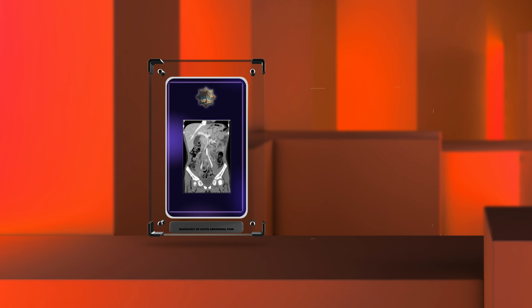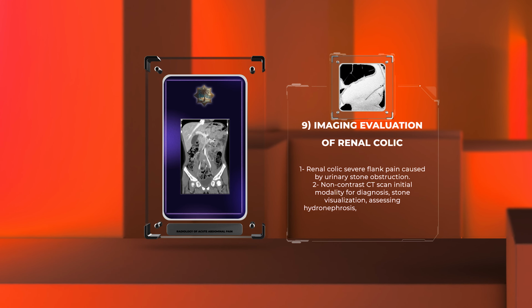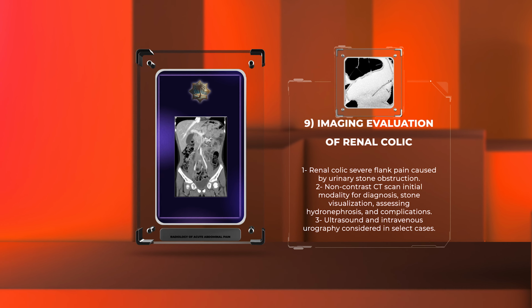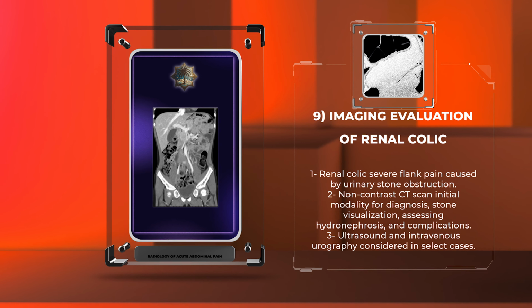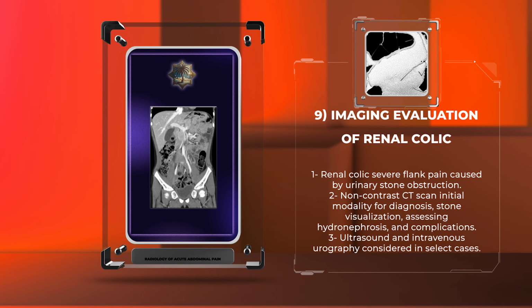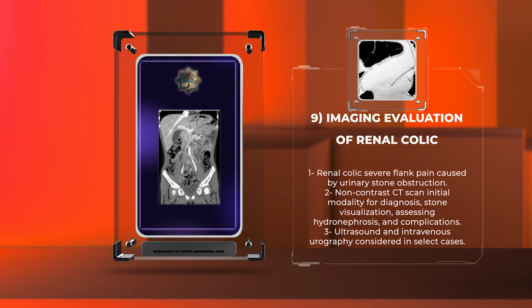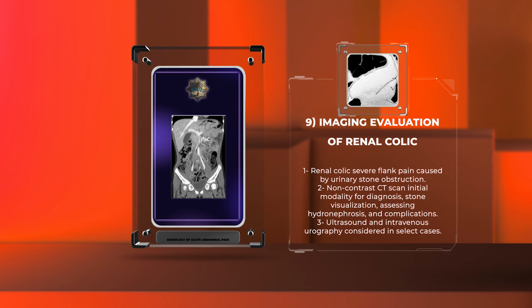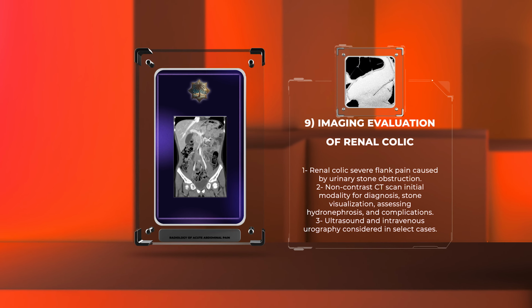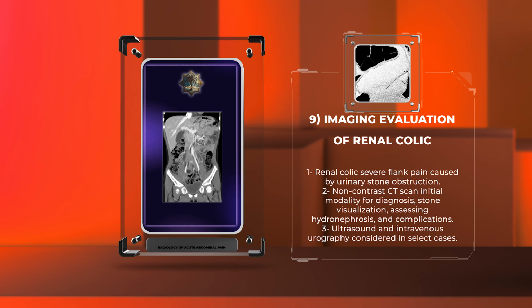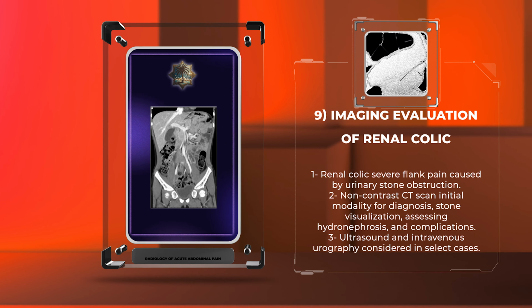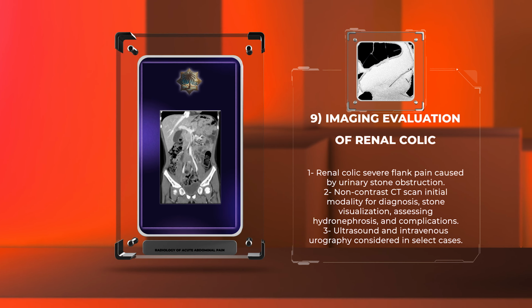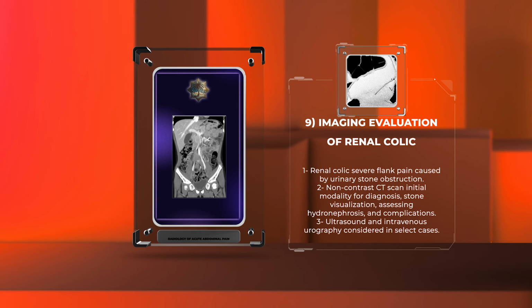Renal colic is characterized by severe flank pain caused by urinary stone obstruction. Accurate imaging plays a crucial role in identifying the presence, location, and size of stones, assessing associated hydronephrosis and detecting potential complications. The initial imaging modality for suspected renal colic is non-contrast CT scan. It provides excellent visualization of urinary stones, delineates the urinary tract, and helps evaluate for complications such as infection or ureteral obstruction. Alternatively, ultrasound and intravenous urography may be considered in select cases, particularly when radiation exposure needs to be minimized.